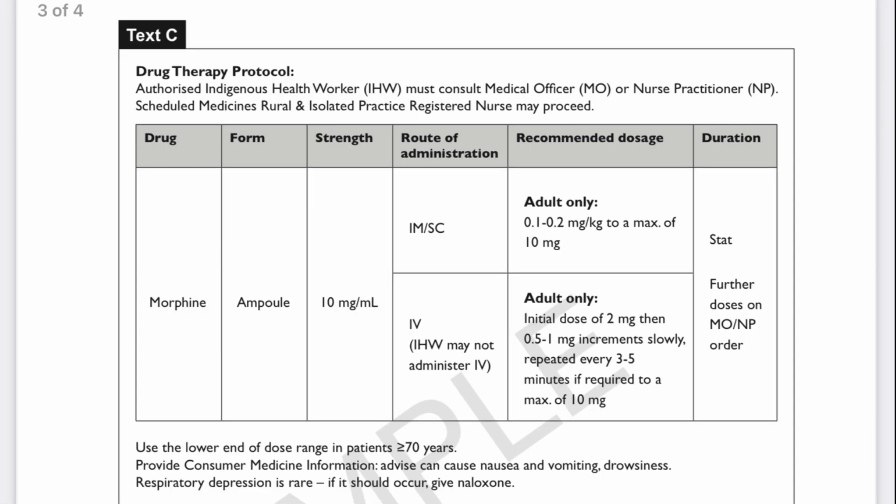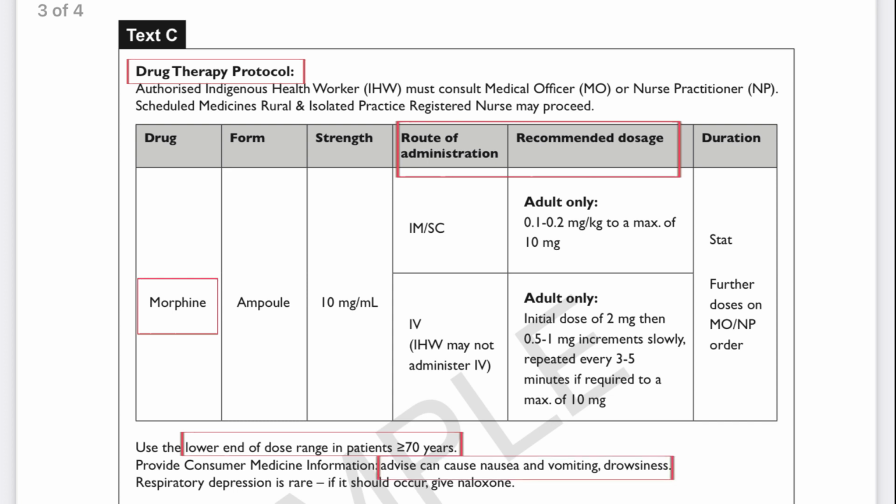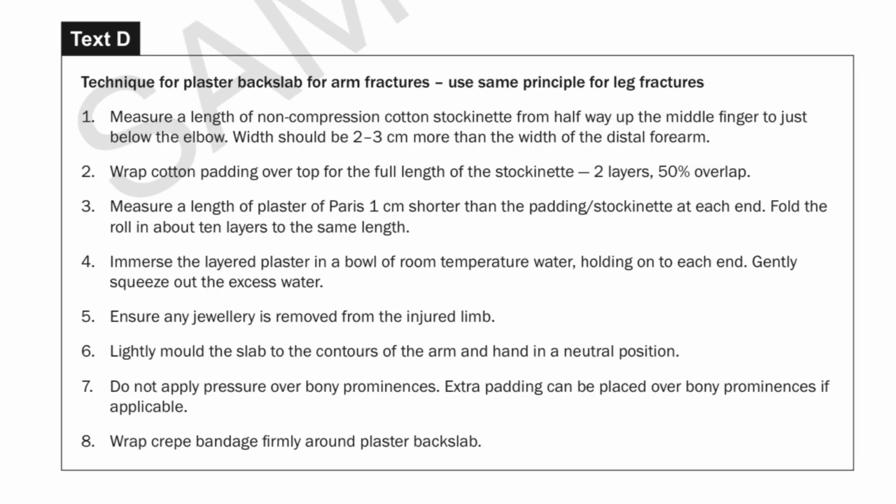Now, text C is drug therapy protocol. So we have the drug, morphine, the route of administration, the recommended dosage. And here we can see lower end of dose range in patients equal or more than 70 years. Advice can cause nausea and vomiting, drowsiness, respiratory depression, give naloxone. And lastly, text D, technique for plaster backslab for arm fractures. So when you look at the extract, these are actually steps, so I think you can skip reading it and just know that the subject of this text is about technique for plaster backslab.